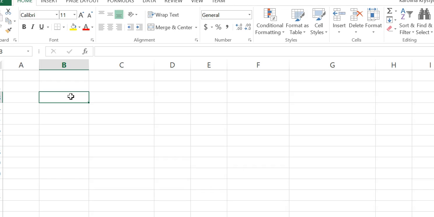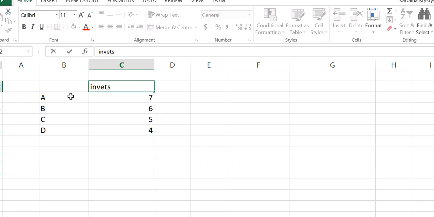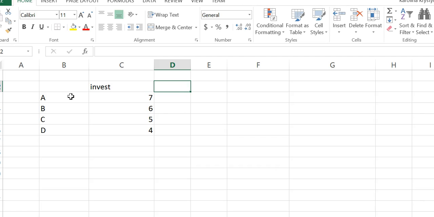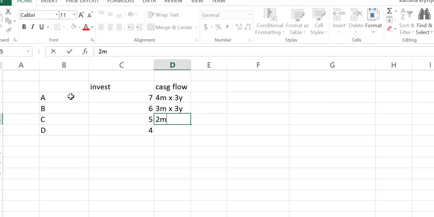So let me summarize our projects. We have projects A, B, C, and D. They have initial investments of 7, 6, 5, 4. Again, this one is quite intense in terms of calculations. Your exam question would not be as intense, but of course this is a great practice. Okay, so the cash flows: 4 million for 3 years, this one is 3 million for 3 years, and this 2 million for 6 years. This one is 1.5 million for 8 years.